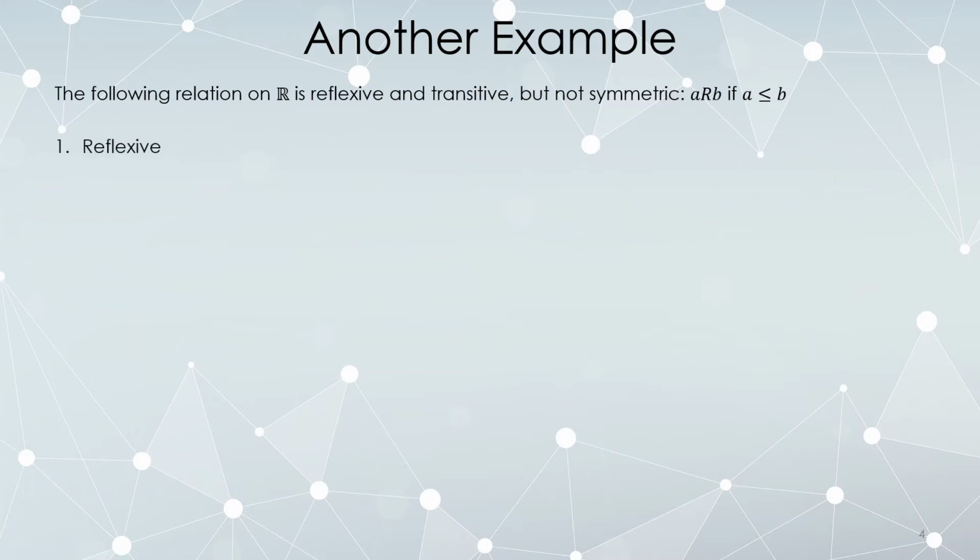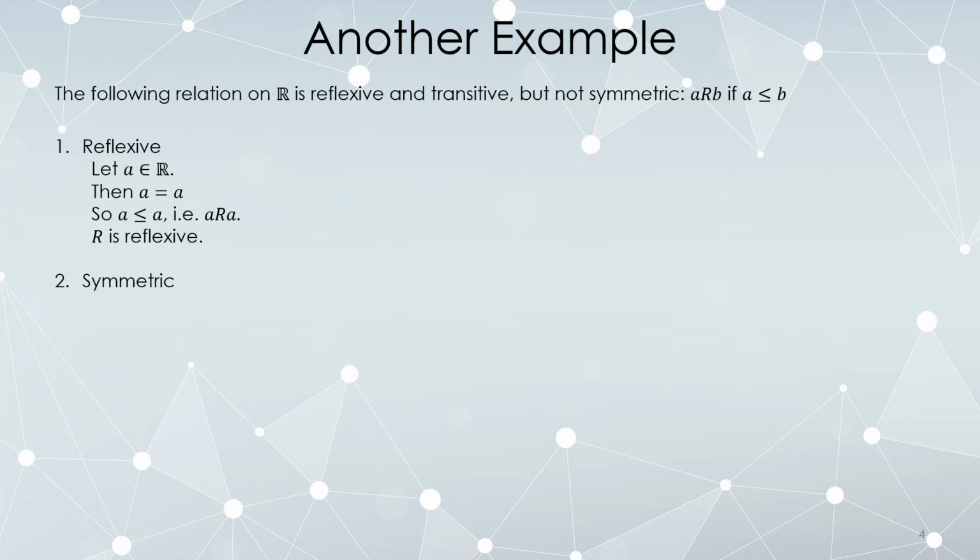Is it reflexive? Since this is reflexive and we have to prove it, we pick an arbitrary real number, and now we need to show that it is related to itself. A is certainly equal to A, which means A is less than or equal to A, which means A is related to A because that's what our relation is. One number is related to the second if the first is less than or equal to the second. If I put the same number here, I get a true statement, so A is always related to itself. That means it is a reflexive relation.